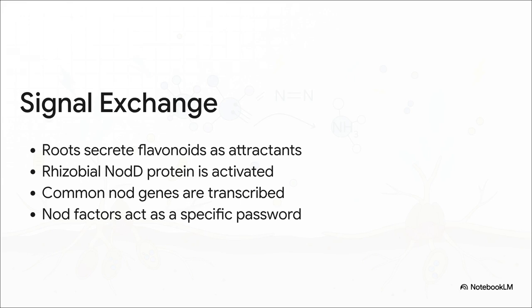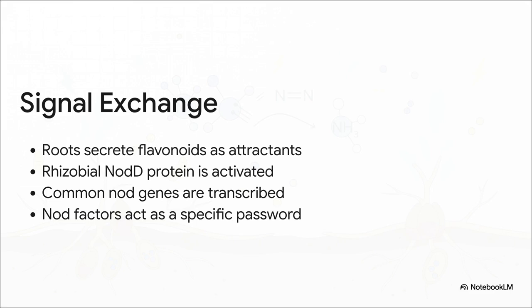First, the plant root sends chemical attractants called flavonoids out into the soil. The rhizobia bacteria detect these signals, which immediately turns on their regulatory NOD gene. This, in turn, sparks the common NOD genes, NOD A, NOD B, and NOD C. Working together, they synthesize incredibly specific signaling molecules called NOD factors. Now, chemically speaking, these are lipochitin oligosaccharides, but you can really just think of them as an incredibly complex, multi-layered cryptographic key. The structure is so precise that only the exact right biological password will allow the bacteria entry into the plant root.